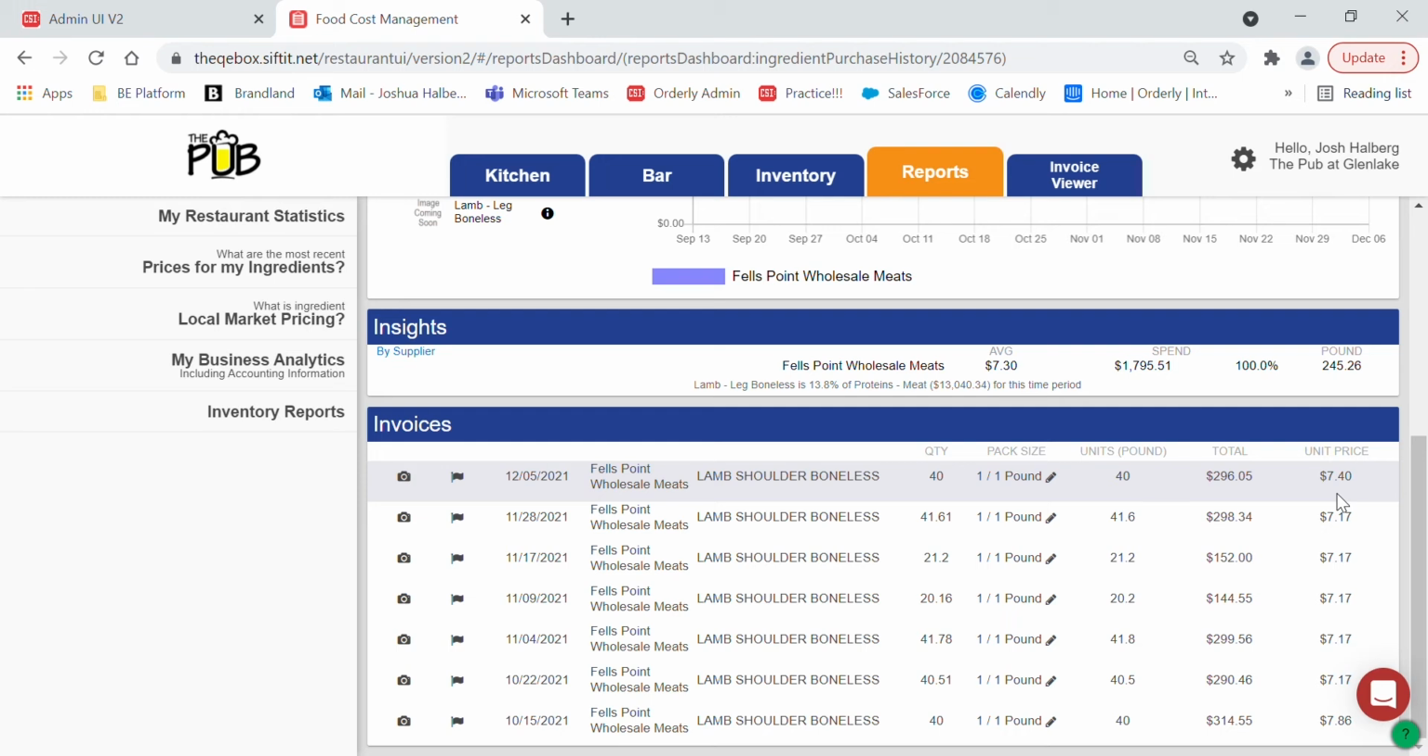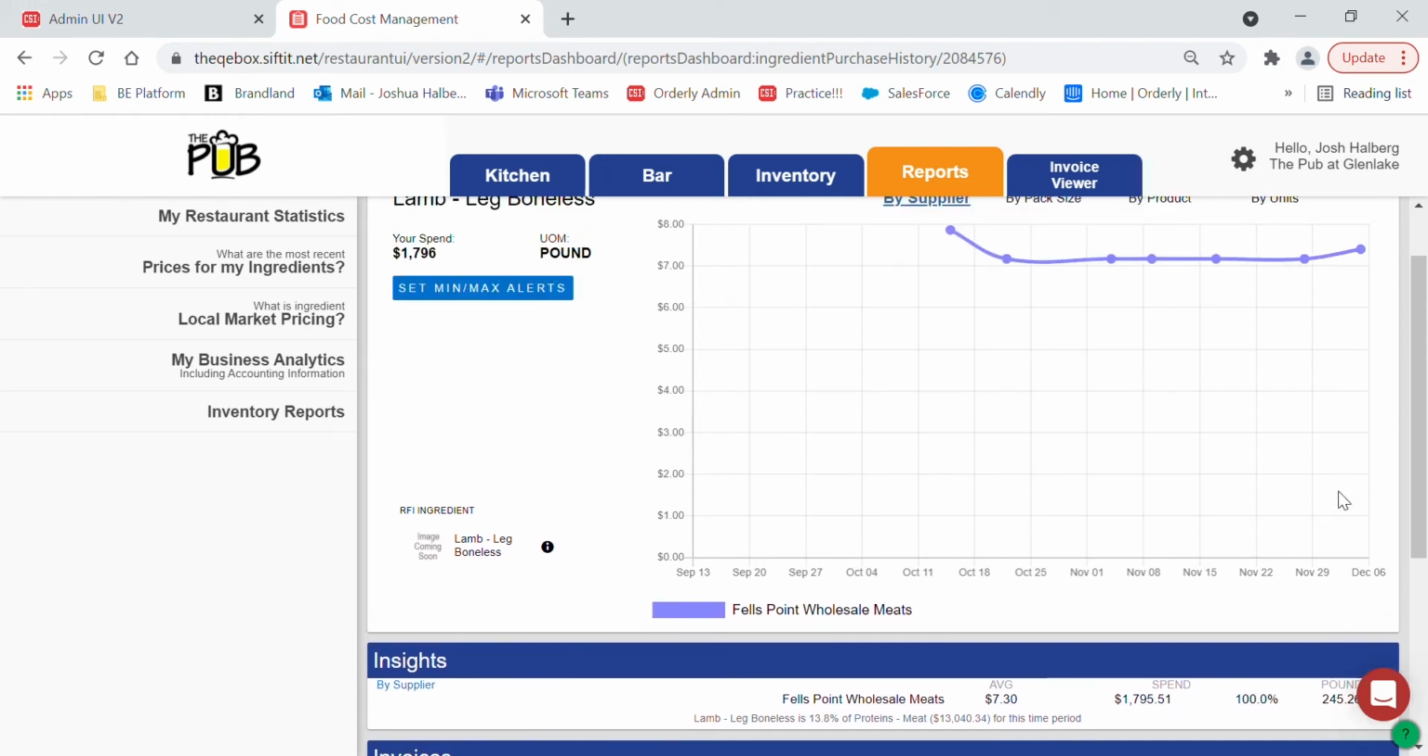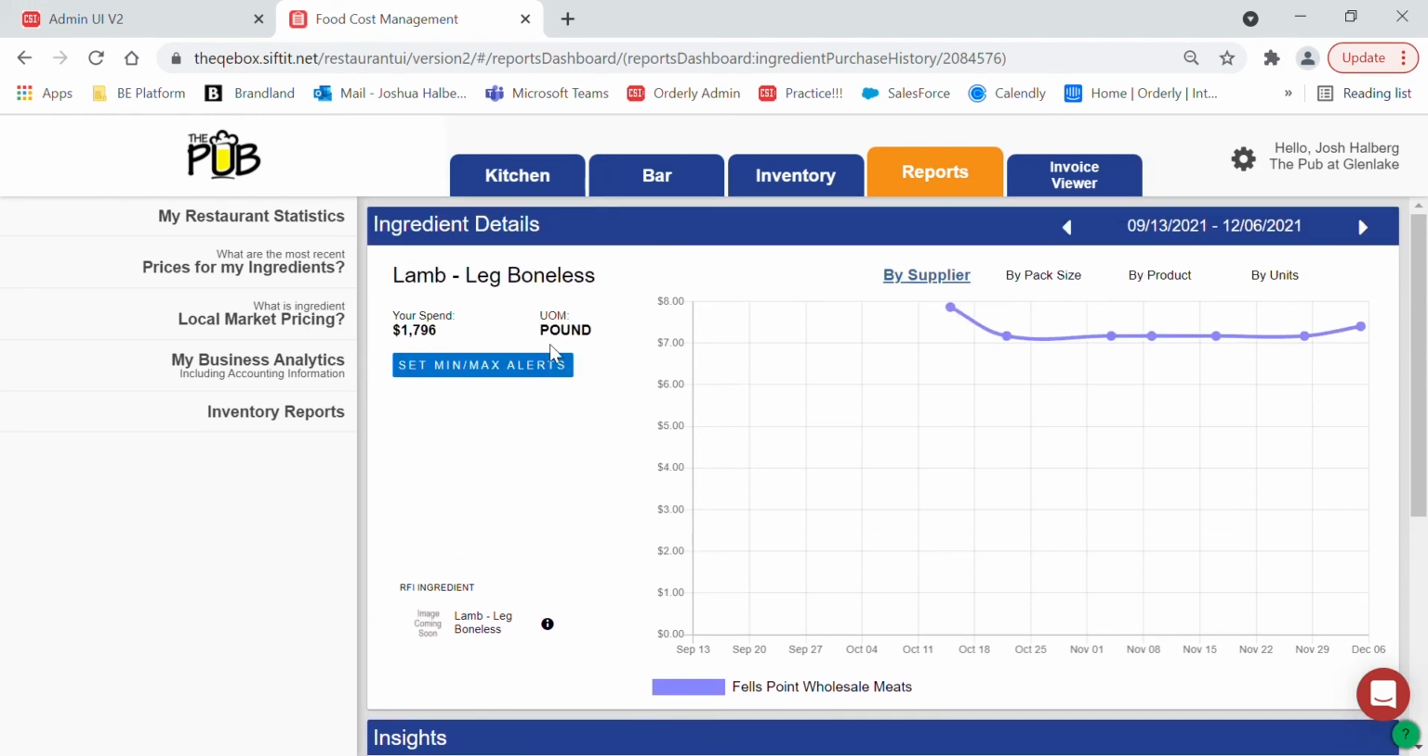Another feature that may be useful in tracking price changes is the Set Min and Max alert located within the blue button. When clicking on this, we're allowing you to set a price ceiling and price floor for this specific restaurant ingredient. Let's say, for example, you are comfortable with the $7.40 price, but want to be notified if you ever order this product at a price higher than $7.40. What we would want to do is type in for our high price, $7.41, and then hit save.